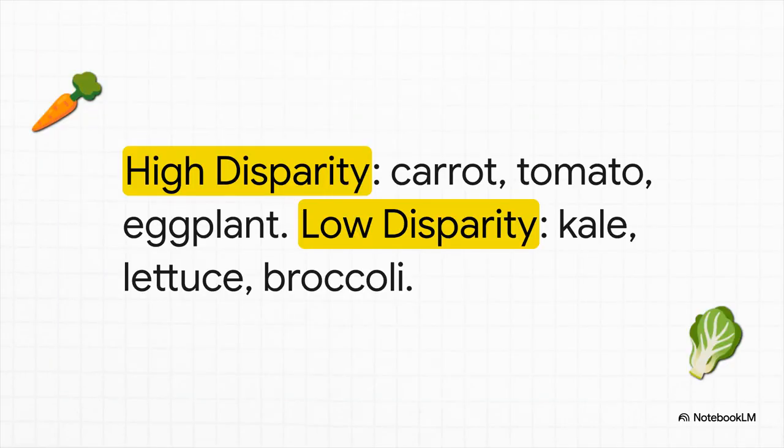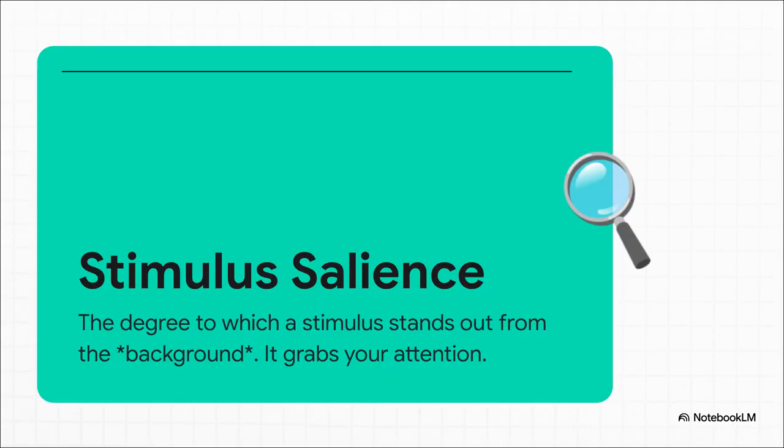Think about it. If you're teaching vegetables, starting with a carrot, a tomato, and an eggplant is way easier. They have completely different shapes and colors. That's high disparity. Now, trying to teach the difference between kale, lettuce, and broccoli from the get-go, that's much tougher because they're all green and leafy. That's low disparity.